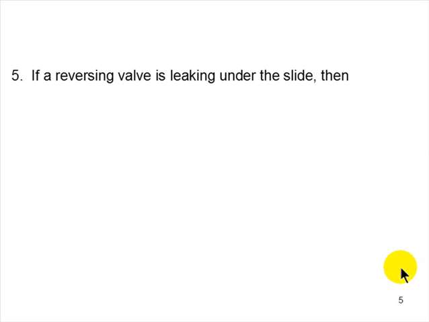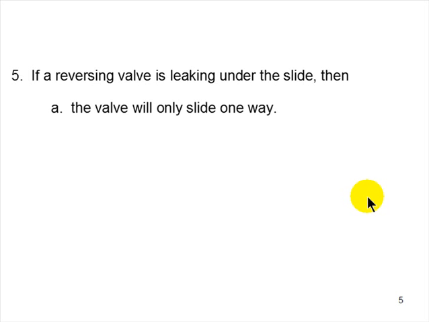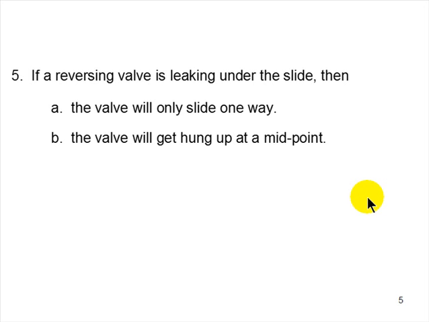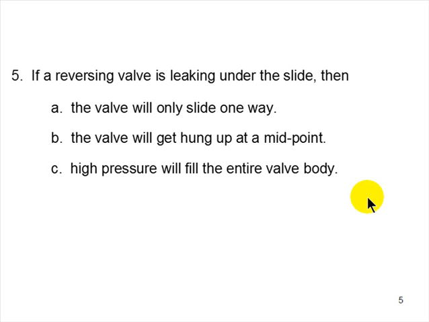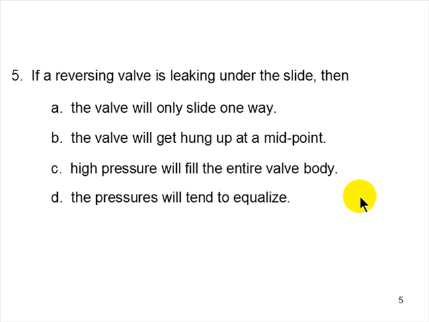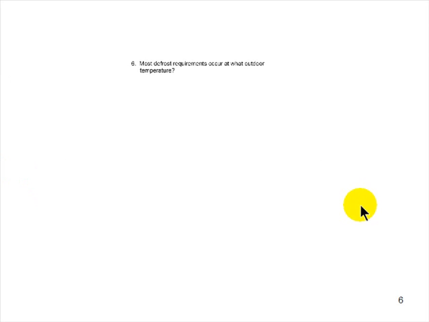Five, if the reversing valve is leaking under the slide, then A, the valve will only slide one way, B, the valve will get hung up at midpoint, C, a high pressure will fill the entire valve body, or D, the pressures will tend to equalize. What do you think here? What happens when you've got a leak under the slide? Yeah, pressures are going to equalize, for sure. Six.